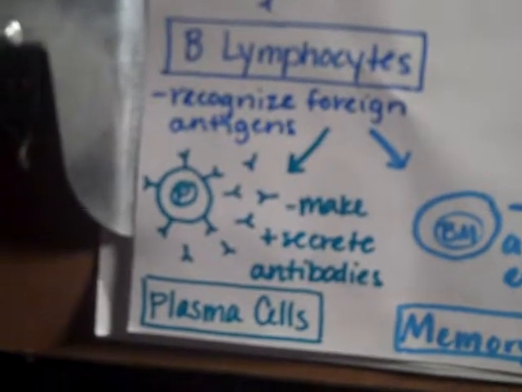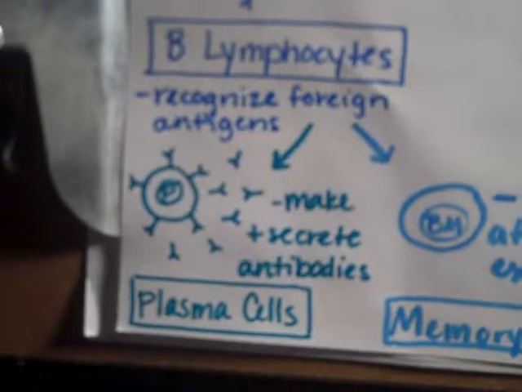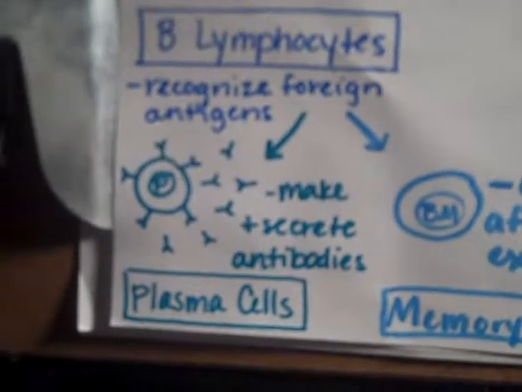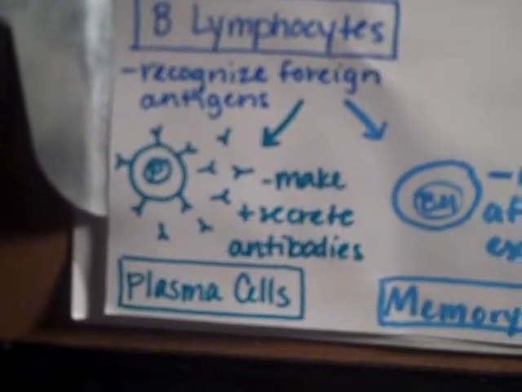The first time we're exposed to that antigen, they will start cranking out those antibodies. Does anyone know how fast they'll do it? Dora time, 3, 2, 1. That's correct, 2,000 per second. All right, hopefully you were right.